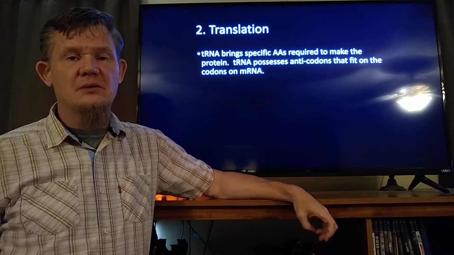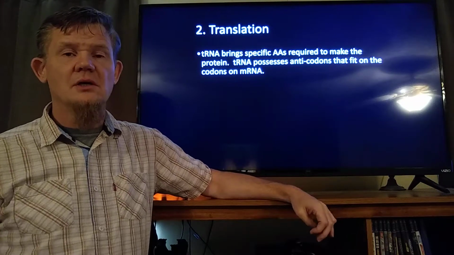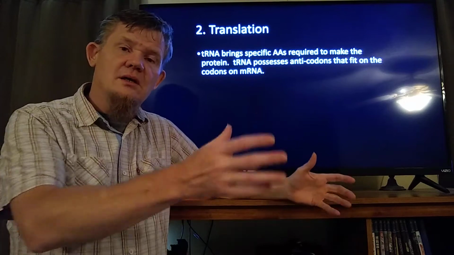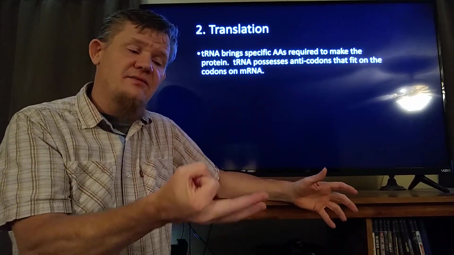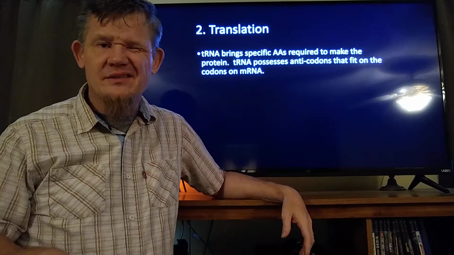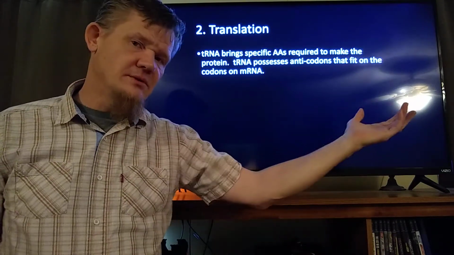Welcome back to Chapter 10. We're talking about transcription and translation. We just got done talking about these things called codons. A codon is a set of 3 bases in a row that ask for one particular amino acid. There are about 20 different amino acids, and there's about 64 different codes.